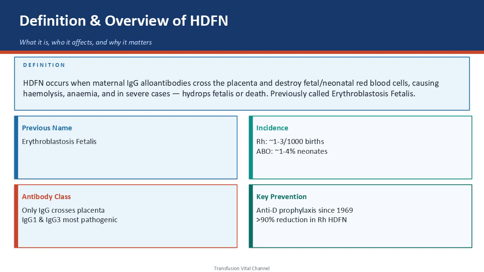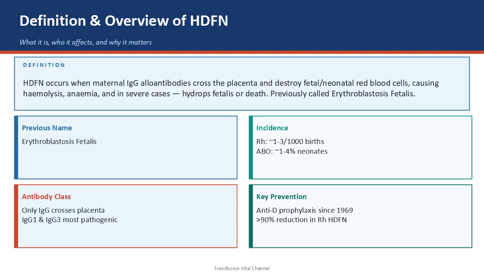Only IgG, not IgM or IgA, crosses the human placenta via the FcRn, that is the neonatal Fc receptor, on syncytiotrophoblast cells. This is the fundamental immunological reason why primary sensitization, which generates IgM, does not cause HDFN, but the secondary response with IgG does. IgG1 and IgG3 are the most efficiently transferred and most hemolytically potent subclasses.